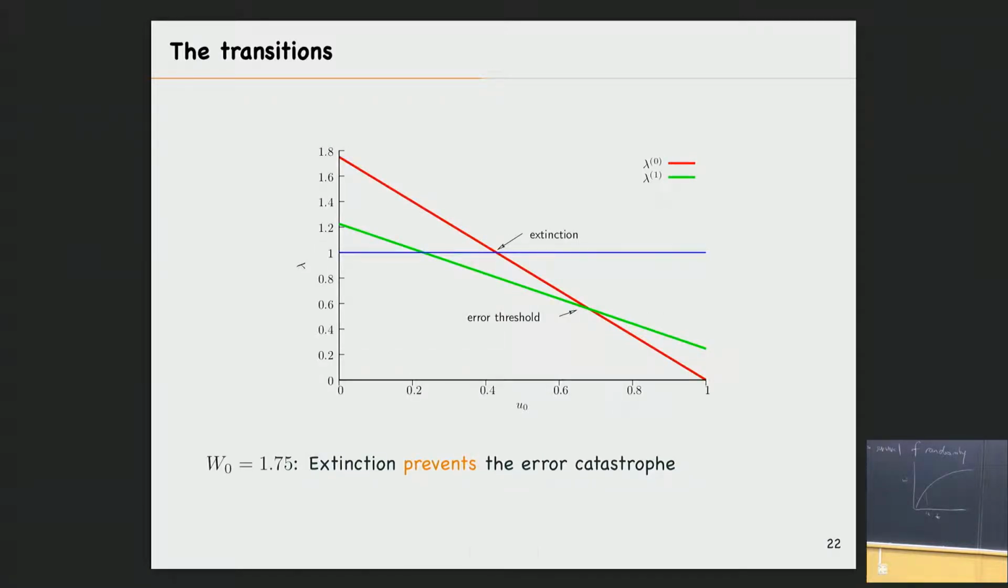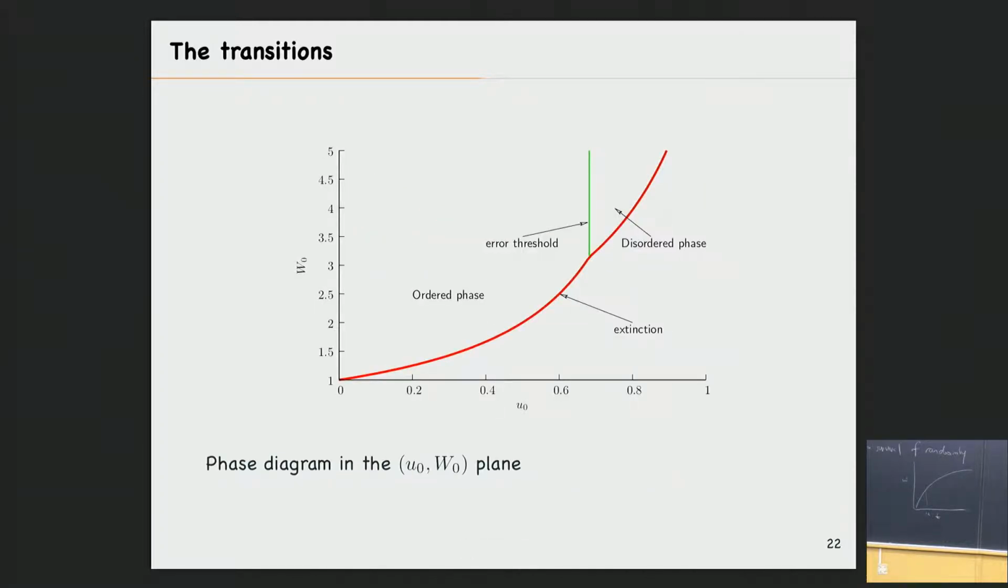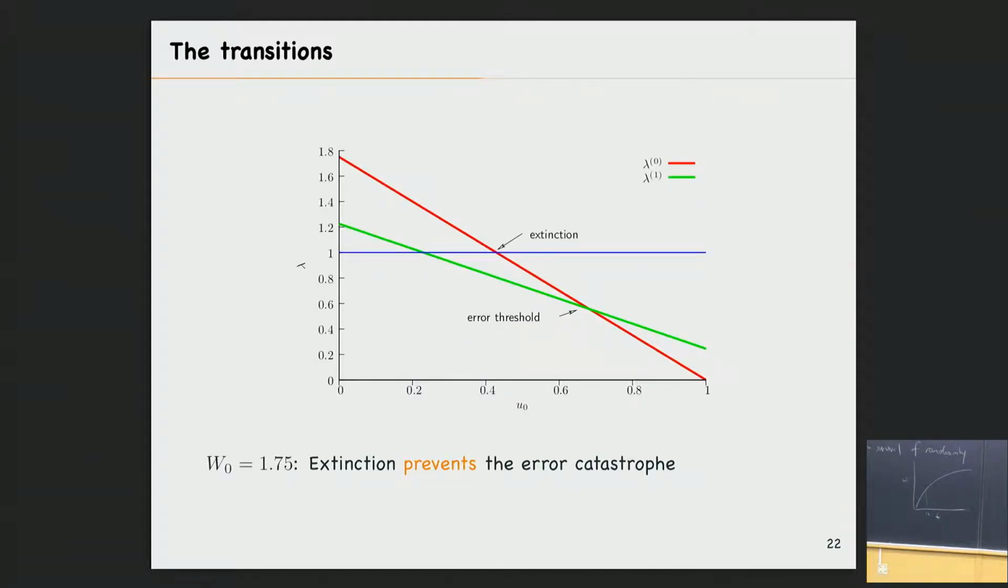On the other hand, if we have a smaller value of the fitness for the wild type, we go to extinction even when the wild type is still present in the population. So in this case, the extinction prevents the error catastrophe.